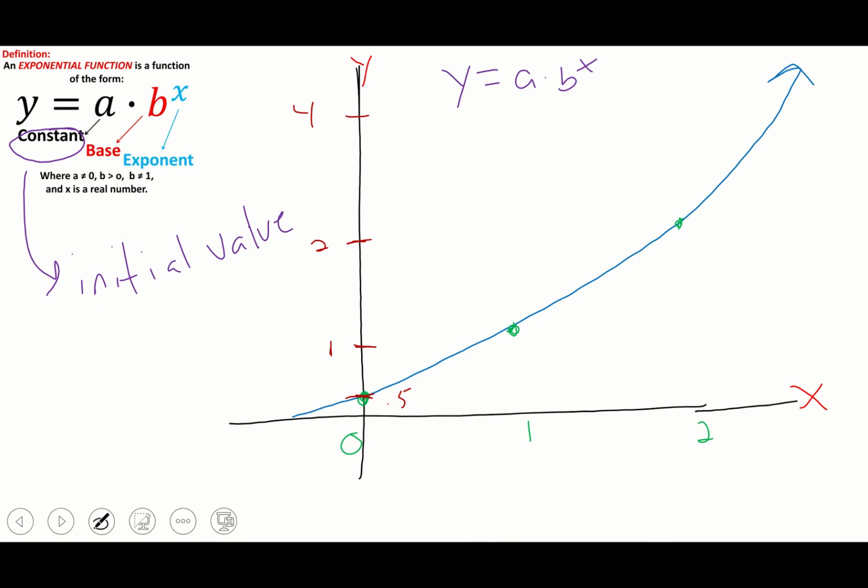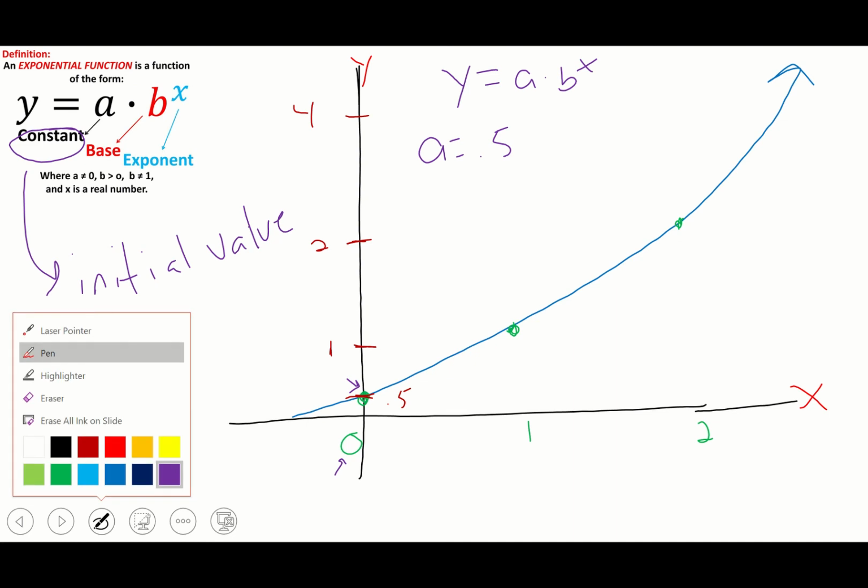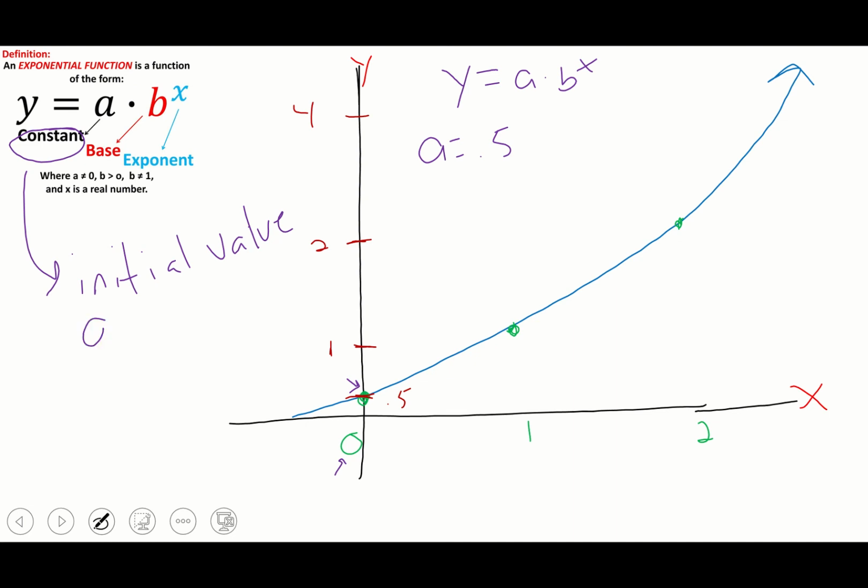What is the value of y when x is 0? Well, in this case, when x is 0, y is 0.5. So we're going to say here that a equals 0.5. Now, one thing I forgot to do is the other x's, so I'm going to add those in right now. Actually, no, we have the other x's.